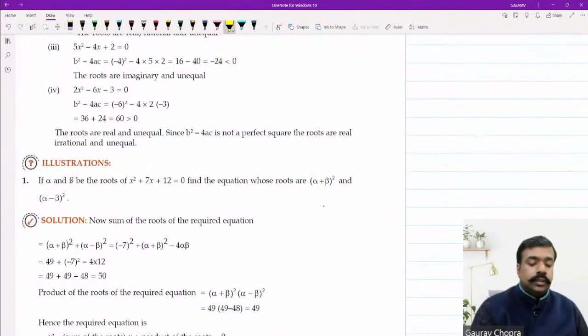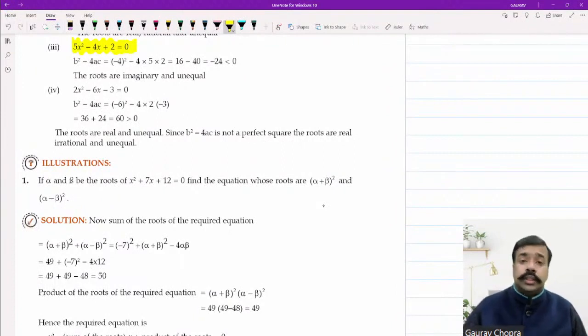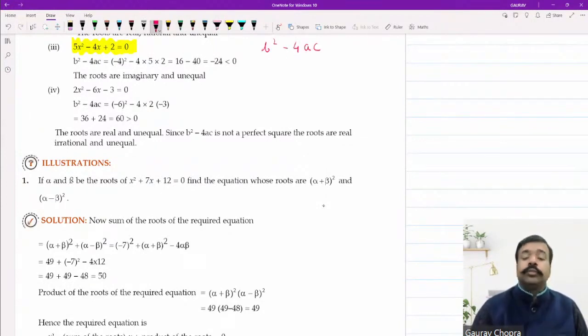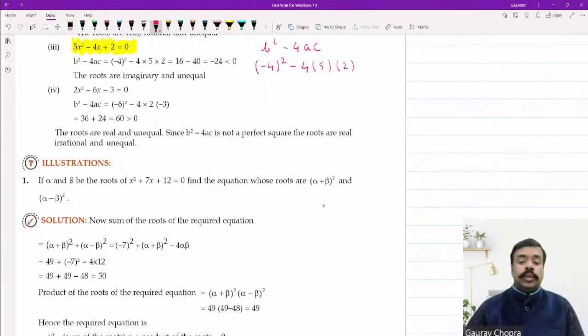The 3rd one is 5x square minus 4x plus 2 is equal to 0. So this is the equation. Now for this equation, we are computing b square minus 4ac. So what is the value of b? It is minus 4. So minus 4 whole square minus 4 times 5 and then multiplied by 2, the value of c. Okay. Then let's solve this. We are getting 16 minus 40. It comes as minus 24.